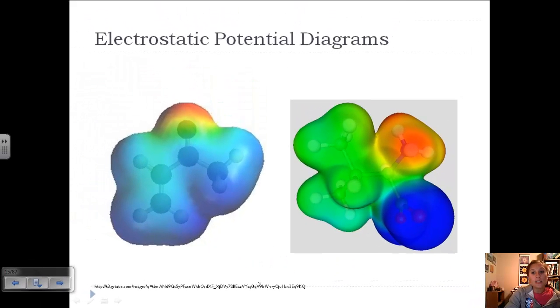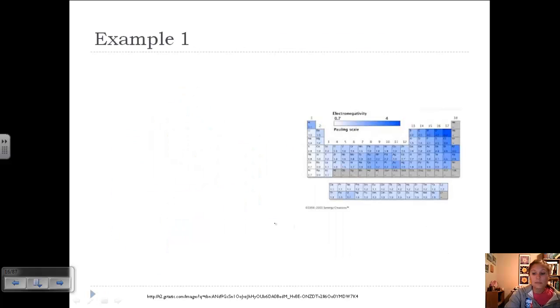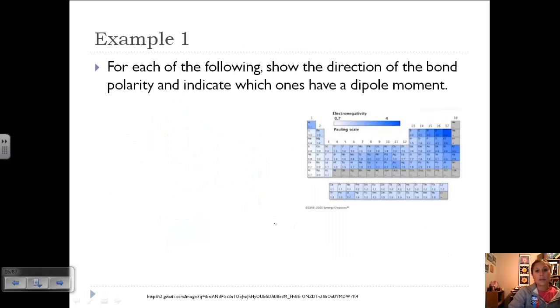Okay, so here are those electrostatic potential diagrams. Remember, red represented electron-rich or our negative areas, and then blue, or purple in this case, is our partial positive. So again, here's our definite partial positive, here's our partial negative, and then this doesn't really have a polarity, it's kind of in the middle. So let's look at an example of this.